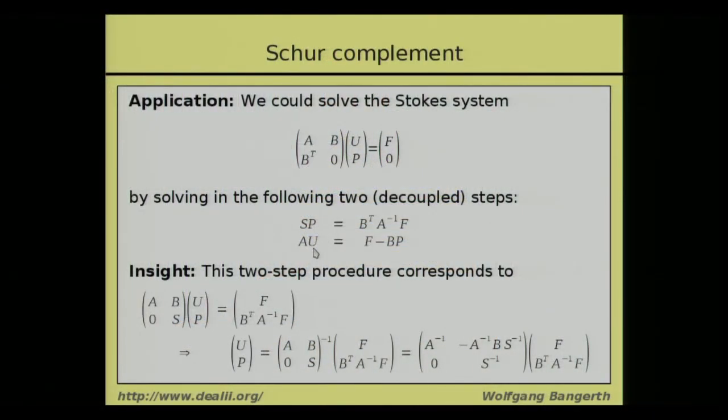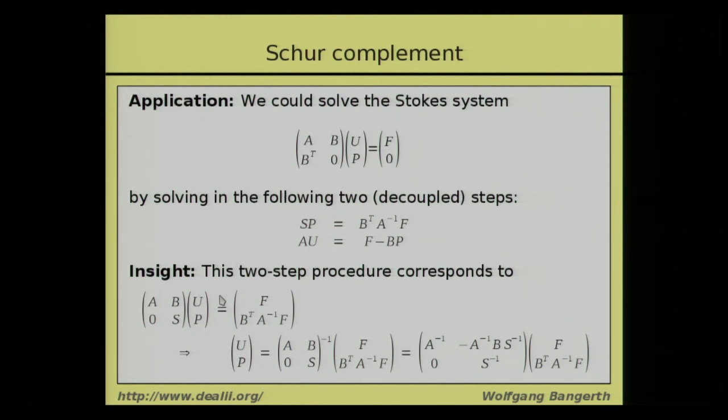Let me look at this in a different light again. So if I look at this problem, at this coupled problem where I need to solve S times p equals something on the right-hand side, and then A times u equals something else, that actually corresponds to the following problem. So S times p equals something on the right-hand side, and then A times u plus B times p. Well, so this linear system here is entirely equivalent to the original Stokes system.